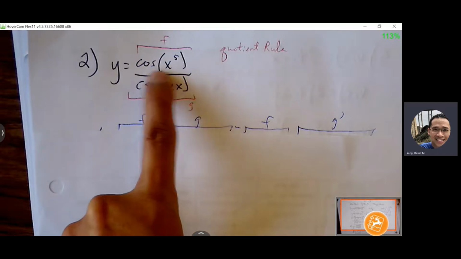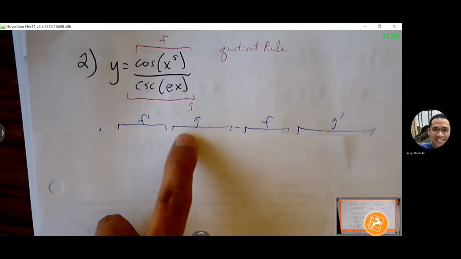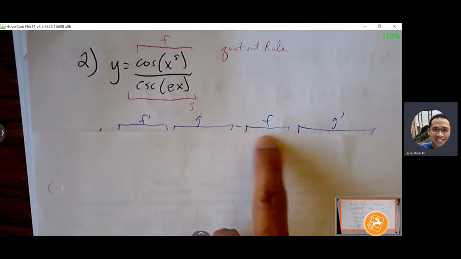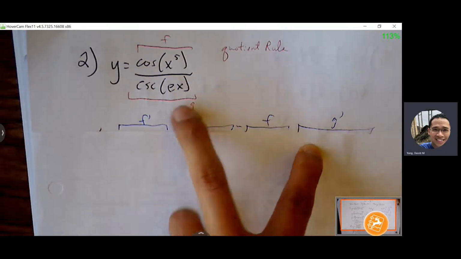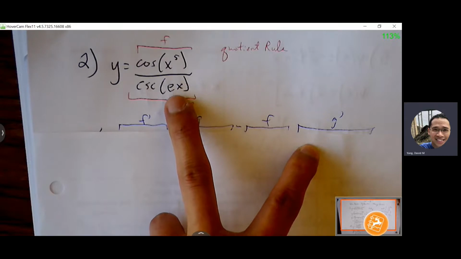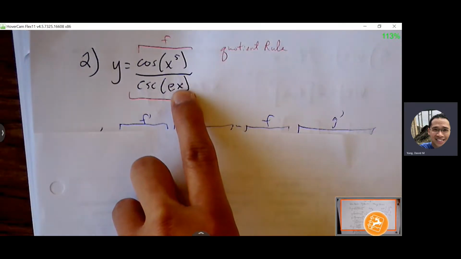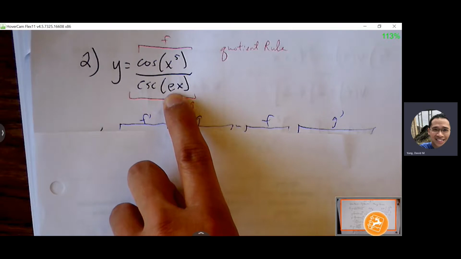Cosine of u becomes negative sine of u times u prime. Keep the g minus, keep the f. When we get the g prime, cosecant becomes negative cosecant u, cotangent u times u prime. Oh, something about ex here. Ex is not the same thing as e to the x. Think of ex like you would if it was like 5x or 7x or 10x, right? It would just be the coefficient. So 5x would turn into 5. Same thing here. Ex would just turn into e.